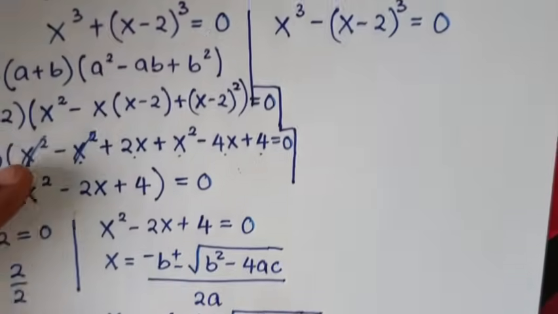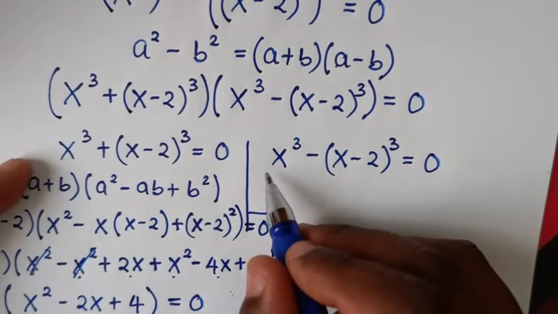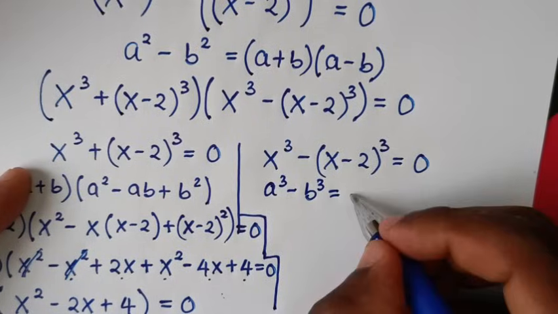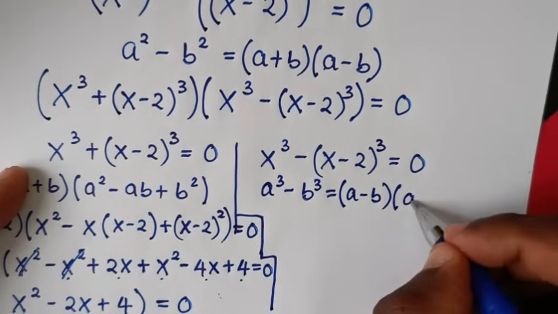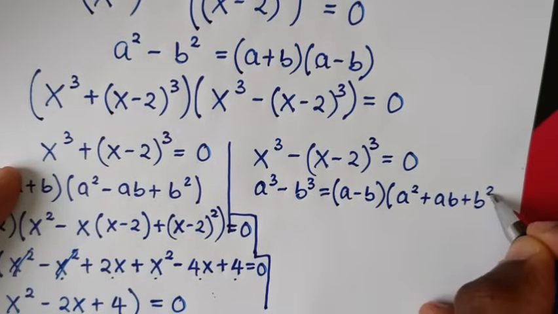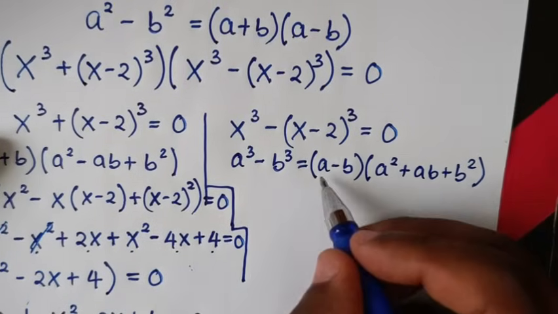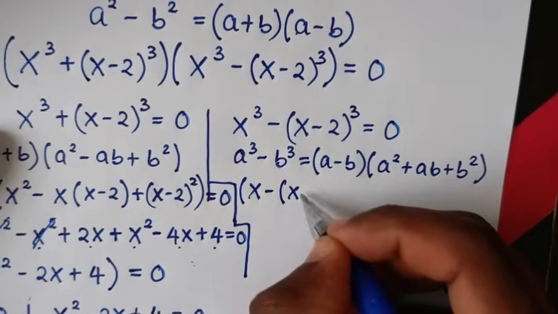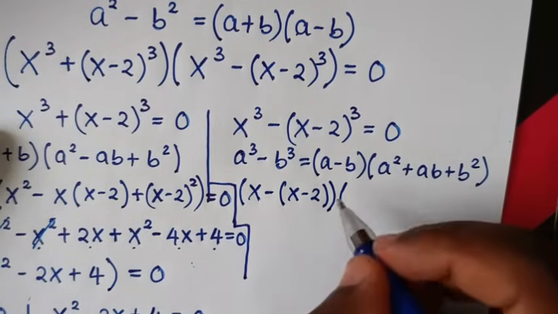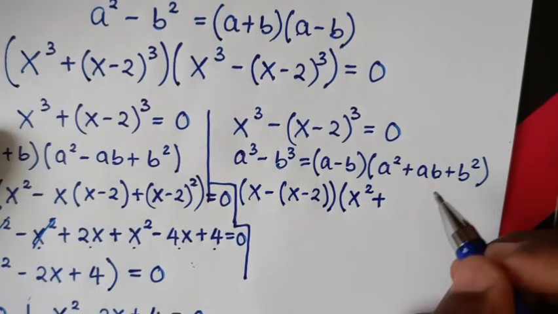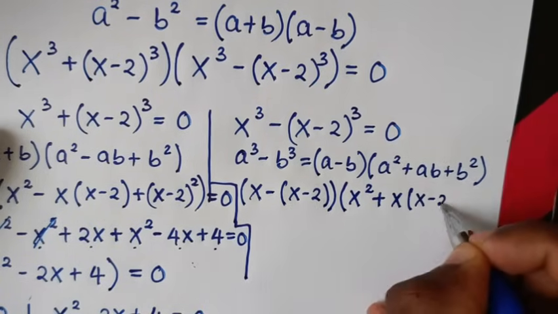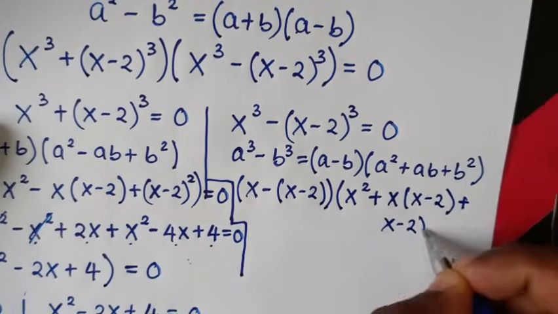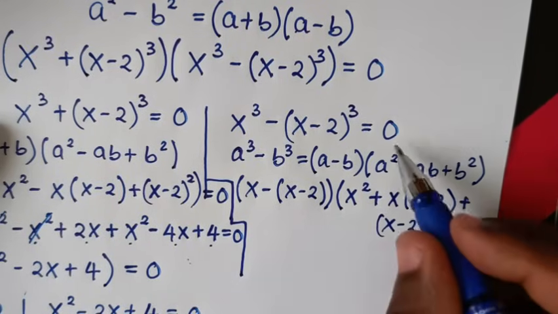Then to solve the second equation, we will apply the perfect cube rule in this form, where this is in the form of a to the power 3 minus b to the power 3, which is equal to (a minus b) times (a squared plus ab plus b squared). Then we apply this form of a minus b, so here it will be (x minus 2) times (a squared, which is x squared, then plus a times b, which is x times (x minus 2), then plus b squared, which is (x minus 2) squared), and this is equal to 0.